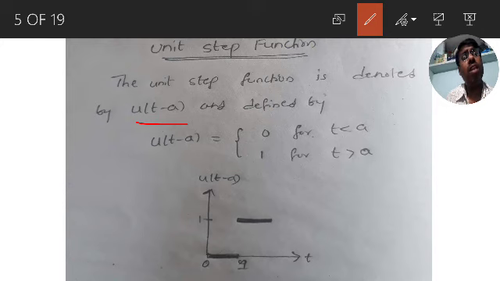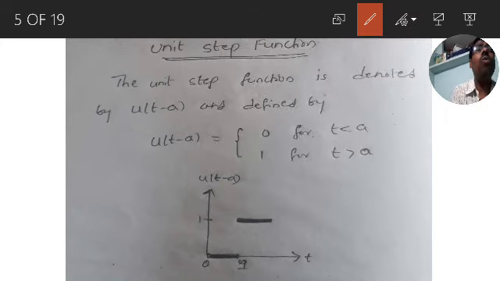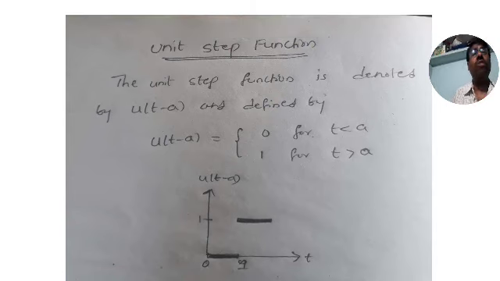For t less than a, it is 0, and for t greater than a, it is 1. The graph is a step, and the jump is 1. Therefore, it is called the unit step function. What do we have to do now? This is the unit step function we are given, but now we have to find the Laplace transform of the unit step function, which comes for 5 marks.